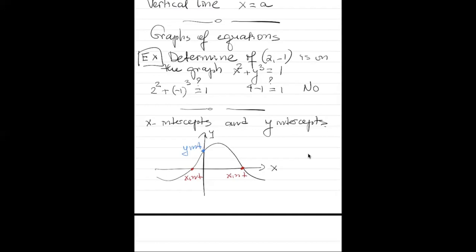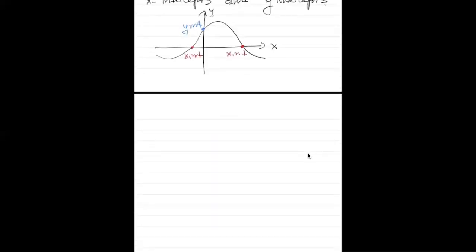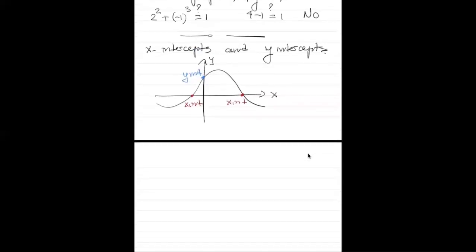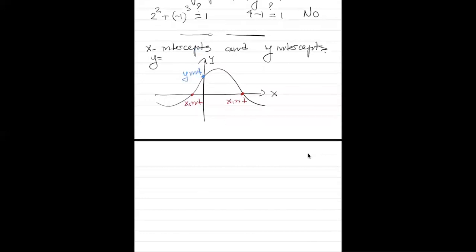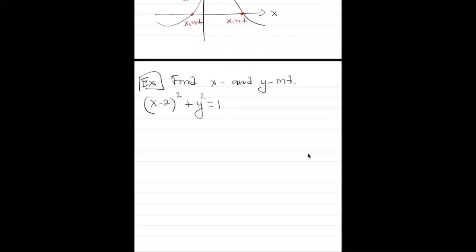So to find them, you notice that in the x-intercept, the y-coordinate is 0. So I'm going to write here, for the x-intercept, the y-coordinate is 0, and for the y-intercept, the x-coordinate is 0, and that's how we find them. So example, find the x and y-intercepts. And here's the equation without graphing it. x minus 2 squared plus y squared equals 1. By the way, this is the equation of a circle.